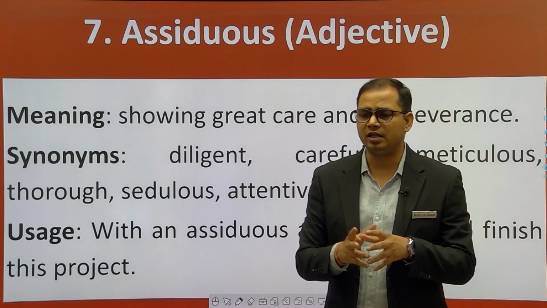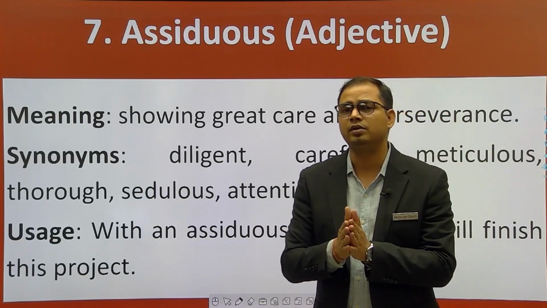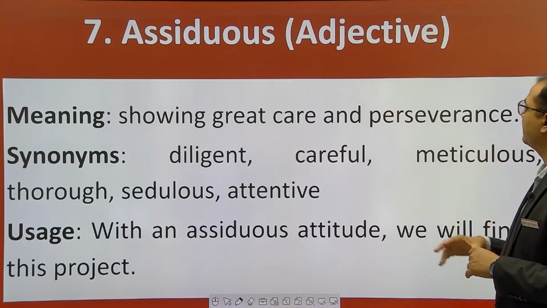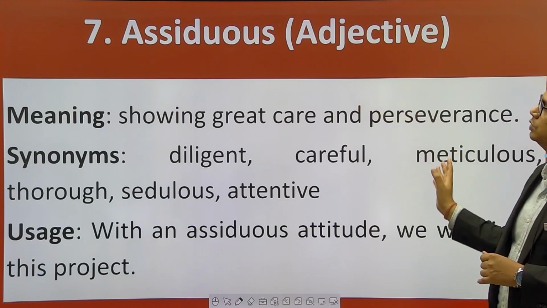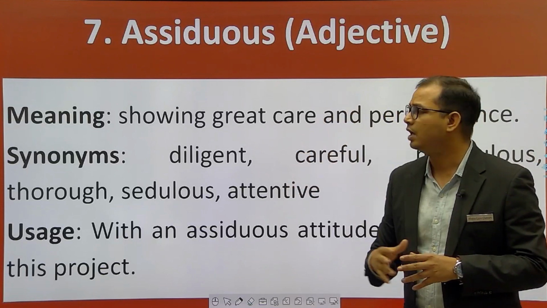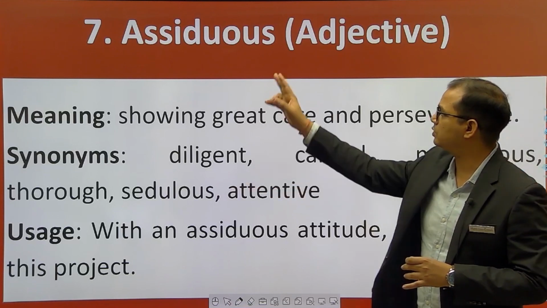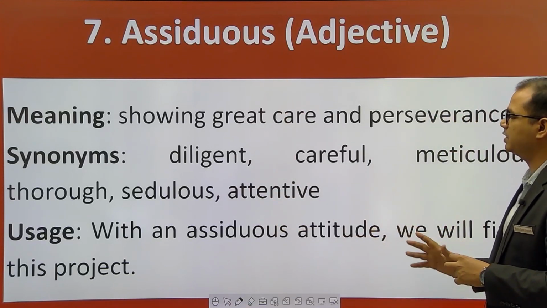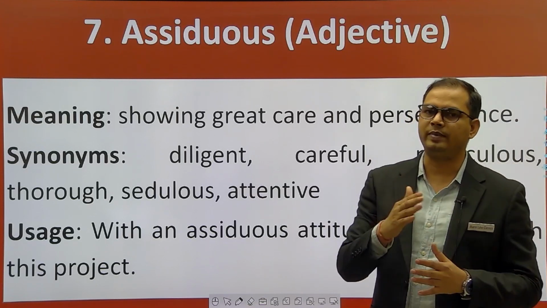Assiduous. Assiduous मतलब ऐसा व्यक्ति जो अपने काम को बहुत ही diligently कर रहा है, right? Showing due diligence, showing great care and perseverance. Diligent, careful, meticulous. Meticulous is an interchangeable synonym to assiduous. Not all the synonyms are interchangeable, but some are interchangeable in nature. So thorough, sedulous, and sedulous is also the same. Attentive. With an assiduous attitude, we will finish this project. Means when you are showing due diligence, आप अपने काम को पूरी ईमानदारी निष्ठा से कर रहे.